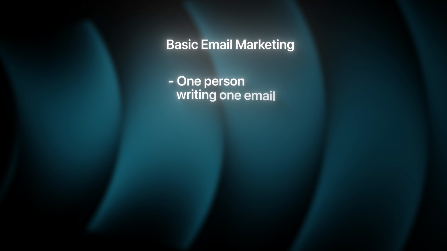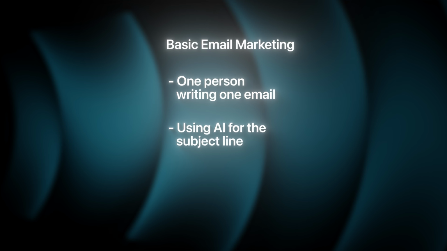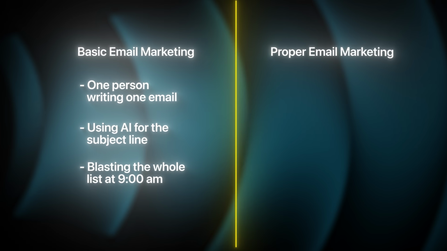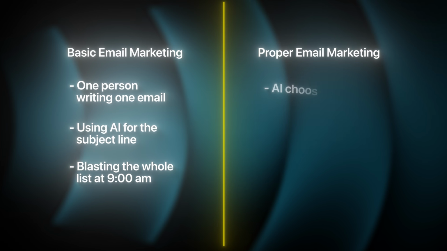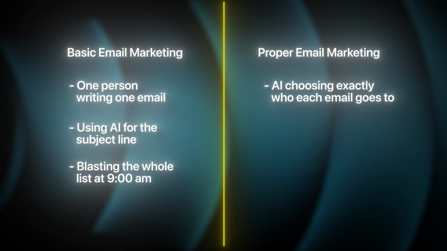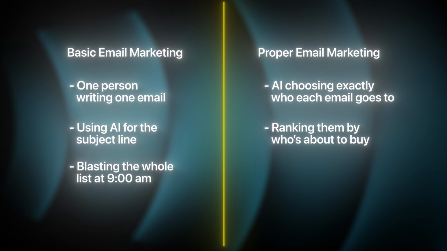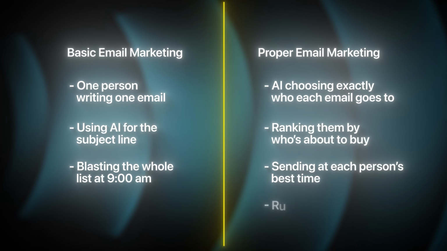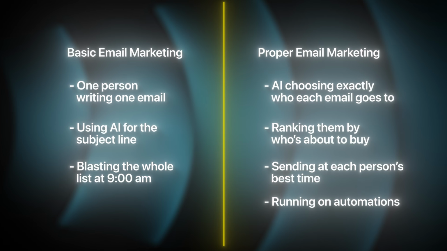The basic version of email marketing, the one you started this video doing, is one person writing one email using AI for the subject line and blasting the whole list at 9 in the morning. Now, the proper version, the one you now know how to build, is the AI choosing exactly who each email goes to, ranking them by who's about to buy, sending at each person's best time with the content personalized to them, and the whole thing running on automations that never stop.